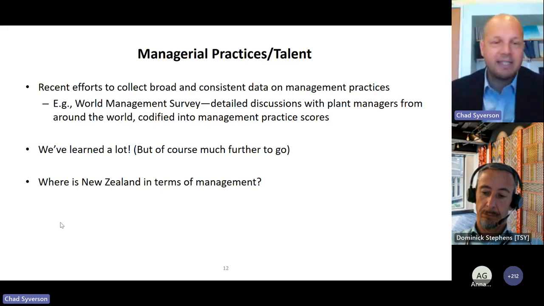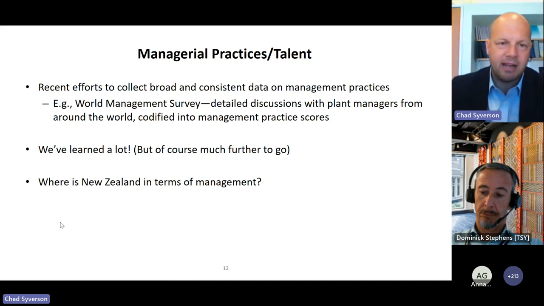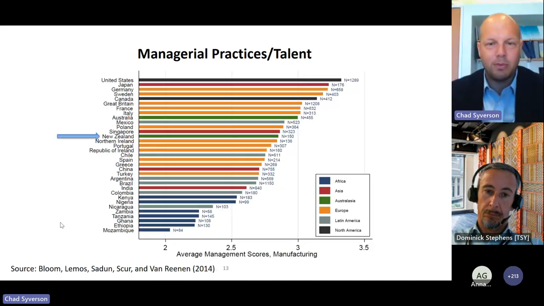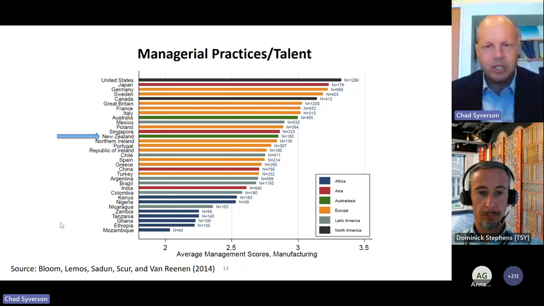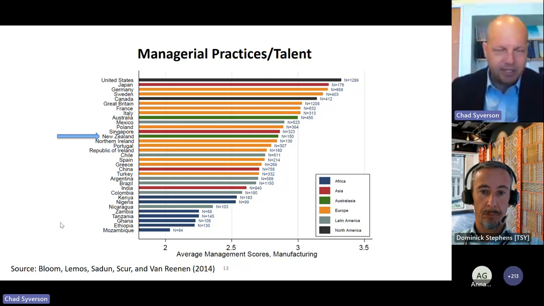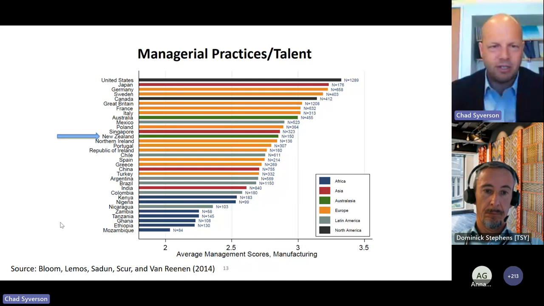So having said that, you might say, okay, well, where is New Zealand in terms of its average management quality? I'll show you data from the World Management Survey aggregated to the country level. Remember, they're interviewing thousands of companies in many different countries. If you take the average management practice score for each country, and then list those countries from highest average to lowest, you get the figure I've shown you here.